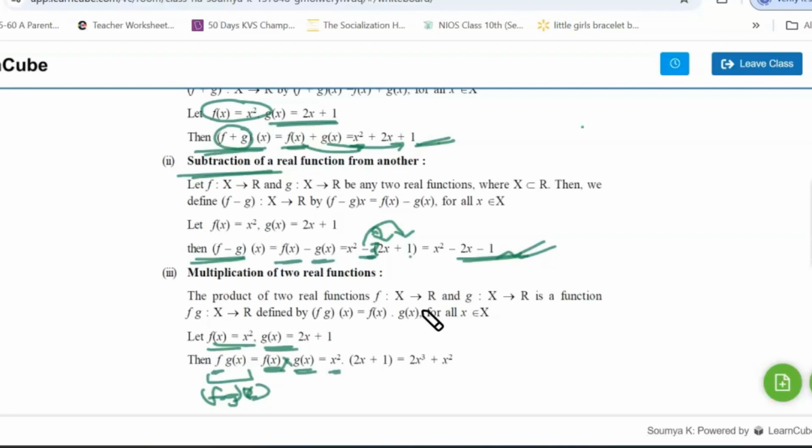Write x square, which we got from f of x, and then 2x plus 1 can be written this way. Don't forget this bracket, because if you leave this bracket, the answer will be something else, and that will be a wrong answer. So individually x square can be multiplied with each of the terms inside your bracket, separated by addition or subtraction. So it will be 2 into x square into x, that means 2x cube. Then x square is here into 1, so that x square will come here. So this is the product of your two functions.